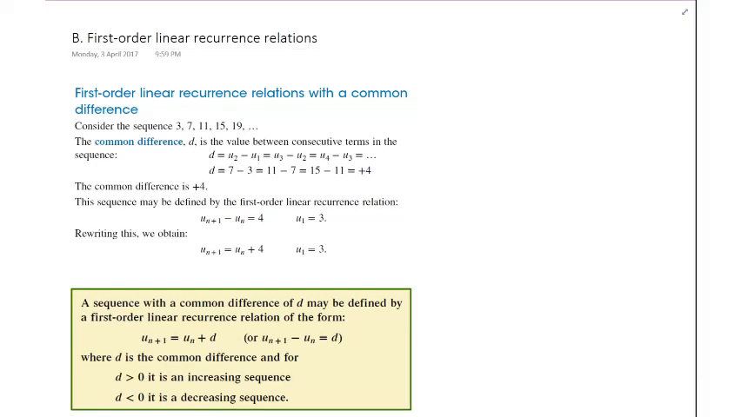Okay, so again, what we're looking at here is a recurrence relationship, but we're looking at a first order linear recursion with a common difference. Now, when I say difference, that usually means a difference between two numbers, and it can mean you're adding 2 every time, or subtracting 2 every time, but that difference is common throughout. That's what we mean by common difference.